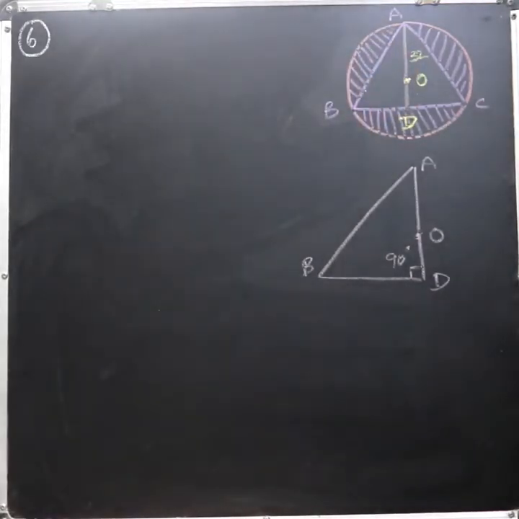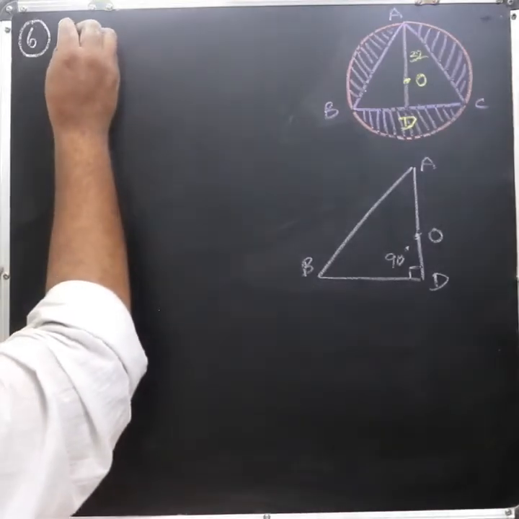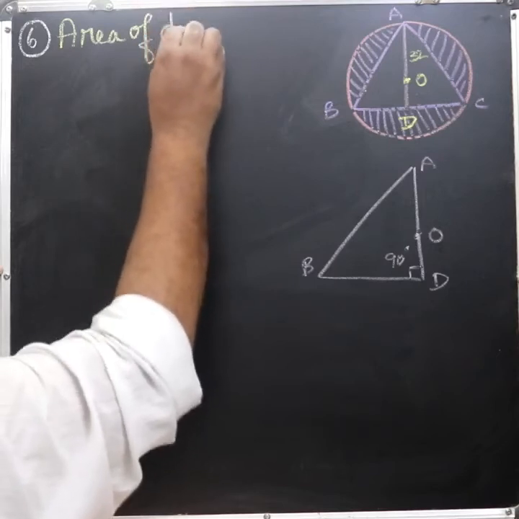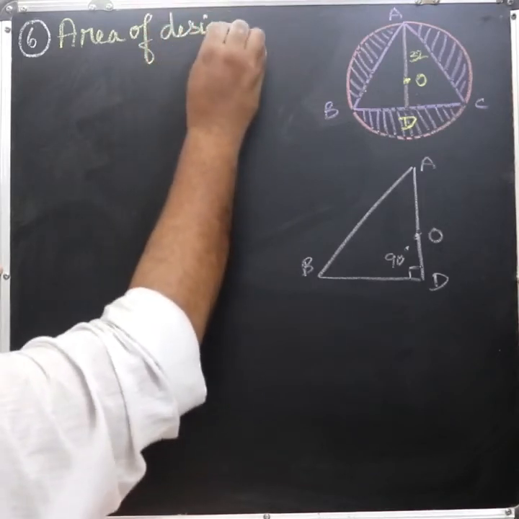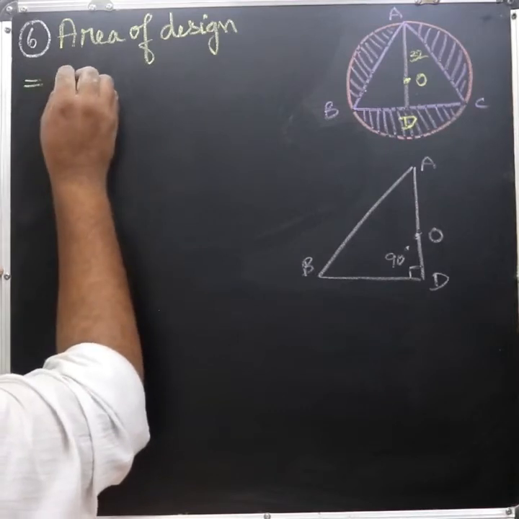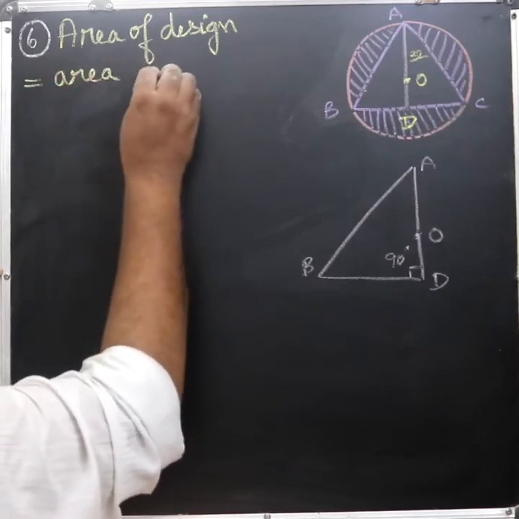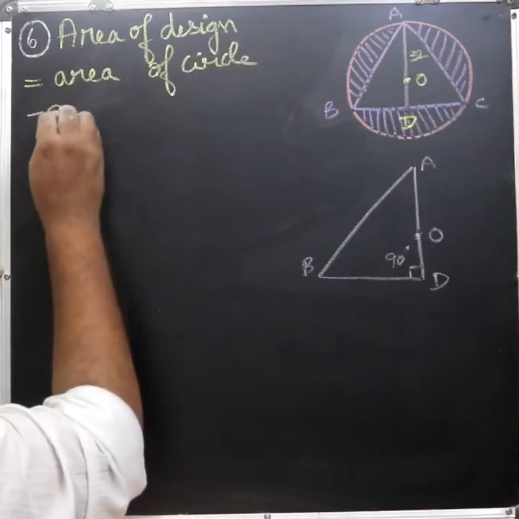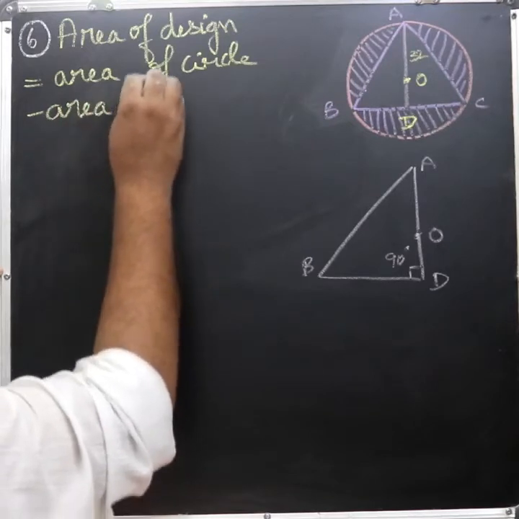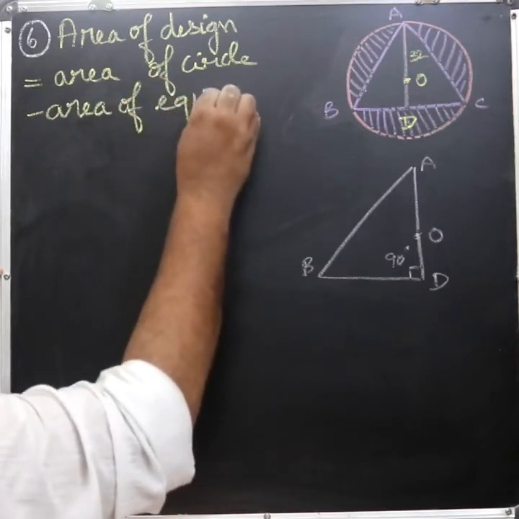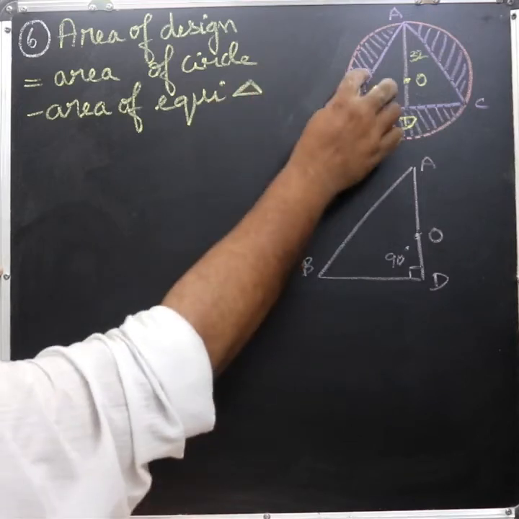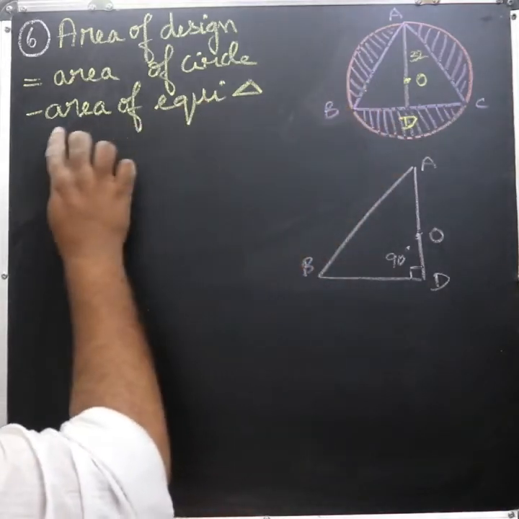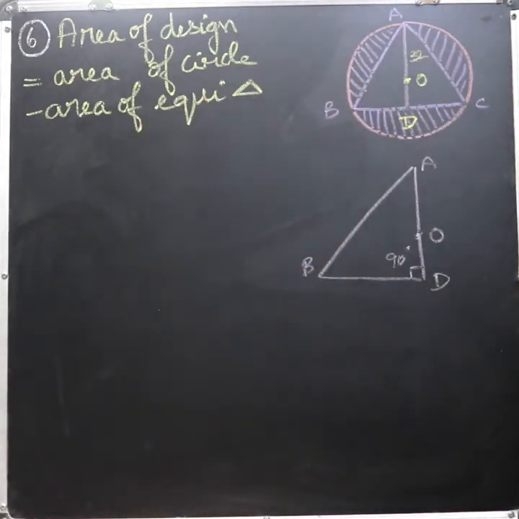Now to find the area of the design, it is very clear. Area of design is going to be from the area of circle, you are going to subtract the area of the equilateral triangle. If you do this, the remaining area is going to be the area of the design, because there is no design inside the triangle. That is why we are subtracting the area of the equilateral triangle.